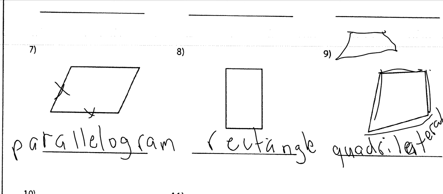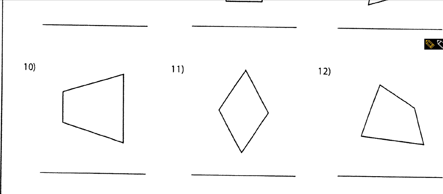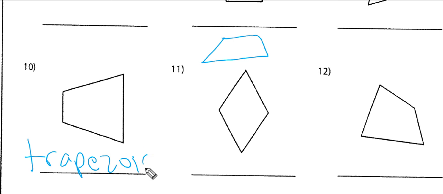All right, 10. Yeah, I mean it's turned a little bit, right? It's not like the way we normally see them. They're not like this. Okay, so trapezoid. And rhombus, yeah. You could call it a parallelogram or a quadrilateral. Has a lot of names.